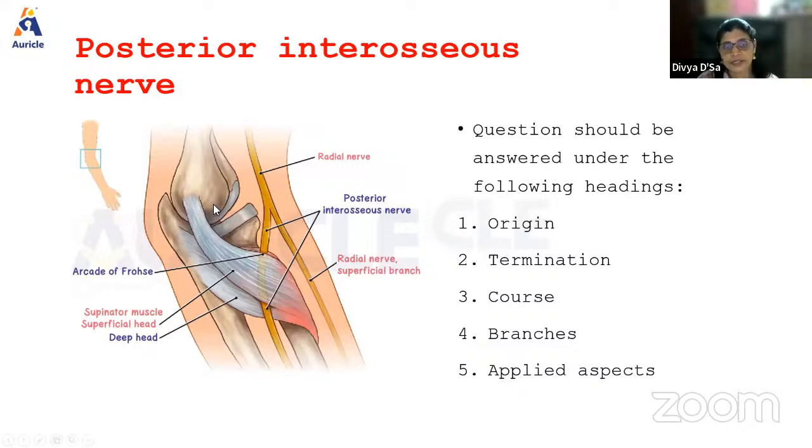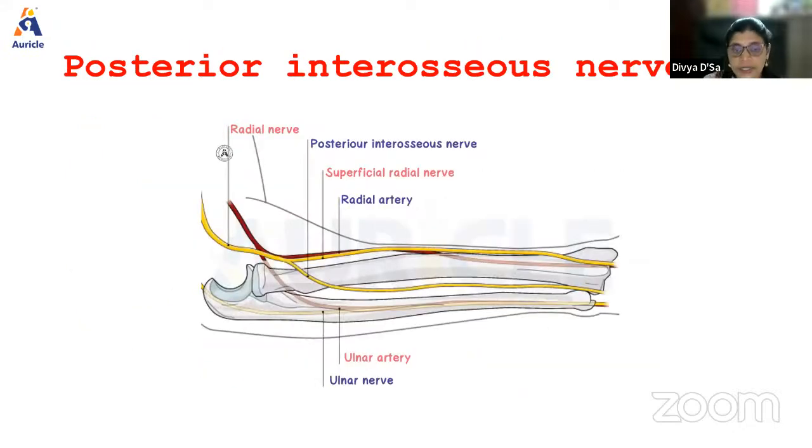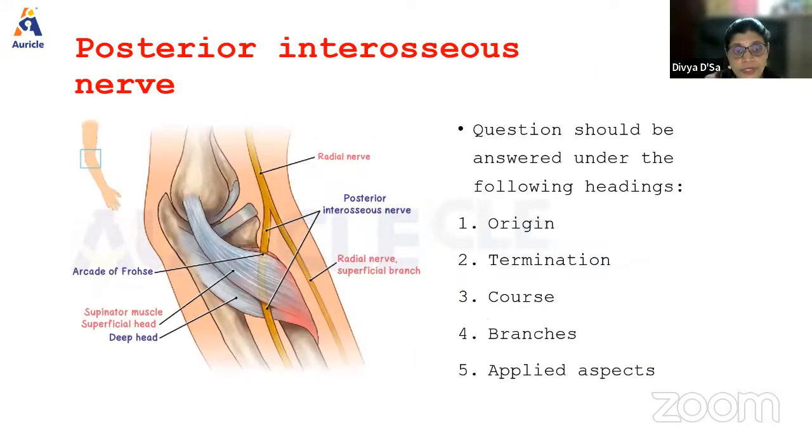The supinator muscle has a humeral head coming from the lateral epicondyle, as well as the supinator crest of the ulna. From there it originates and gets inserted into the upper lateral 1/3 of the radius. So this nerve passes between these two heads of the supinator muscle.